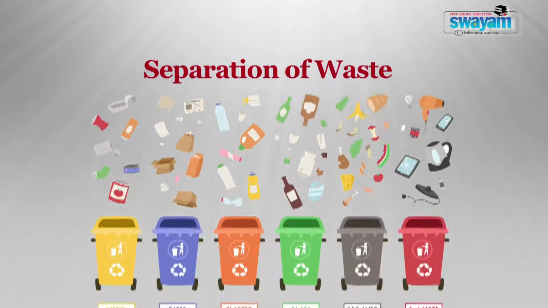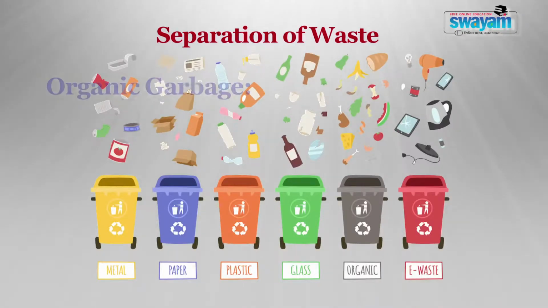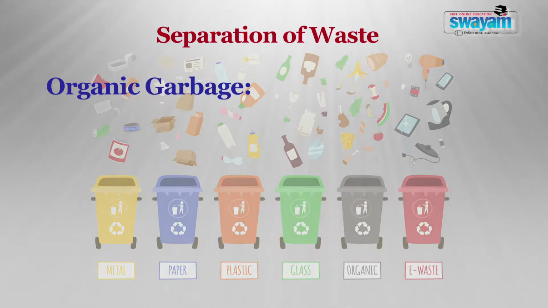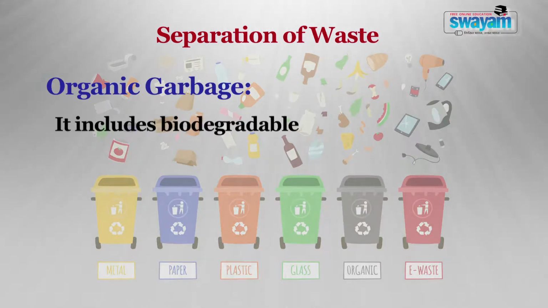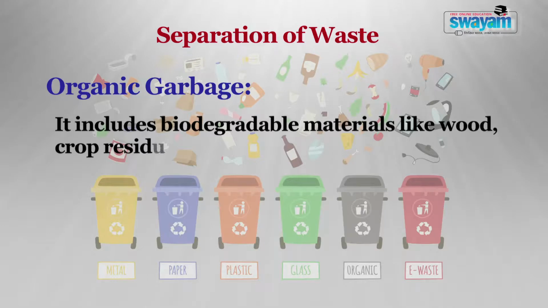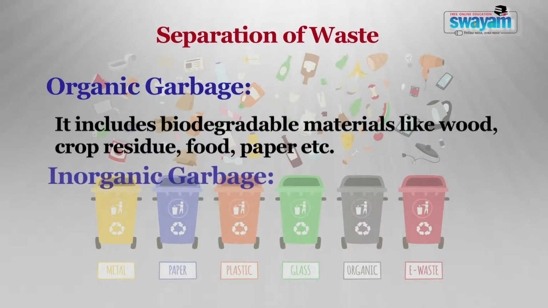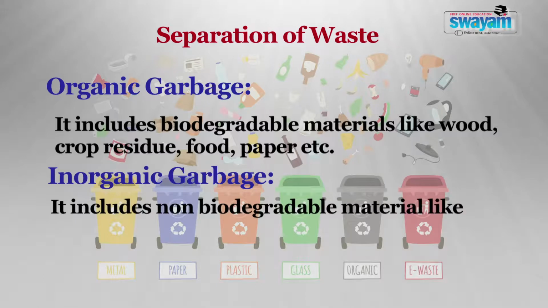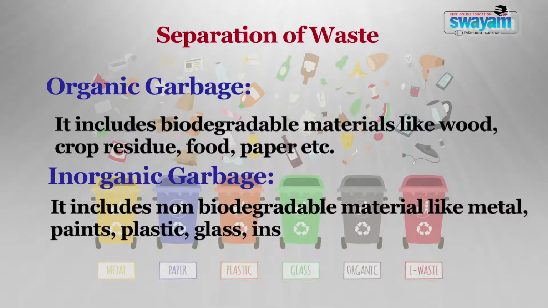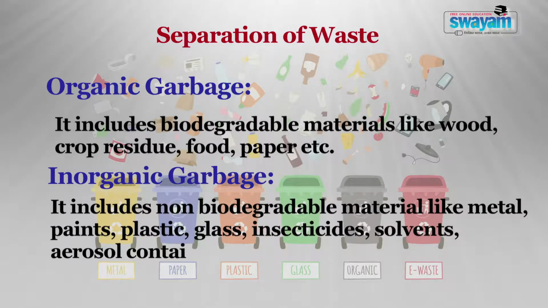Separation of waste can be done in 2 kinds. Number 1 is the organic garbage and another is the inorganic garbage. Organic garbage includes biodegradable materials like wood, crop residues, etc. They are very much biodegradable in nature, but non-organic waste is non-biodegradable material, and it includes metal, paints, plastic, glass, insecticides, solvents, aerosol containers, etc.